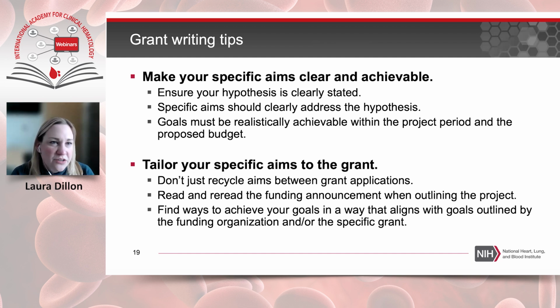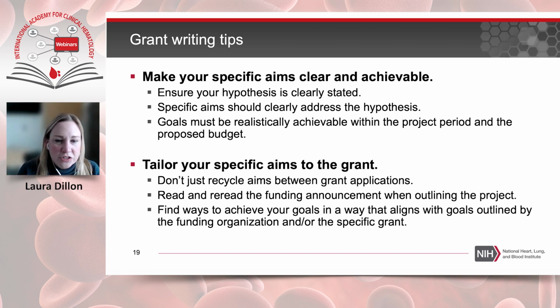Okay, so now I'm going to go into a series of actual grant writing tips to help you as you're going along your path. So first, you want to make sure that the specific aims that you lay out are clear and achievable. You want to ensure that your hypothesis is clearly stated and that your specific aims clearly address this hypothesis. The goals must also be realistically achievable within the project period and the proposed budget. This is one of the things that people get a little bit overly ambitious. So you want to be very clear and realistic.